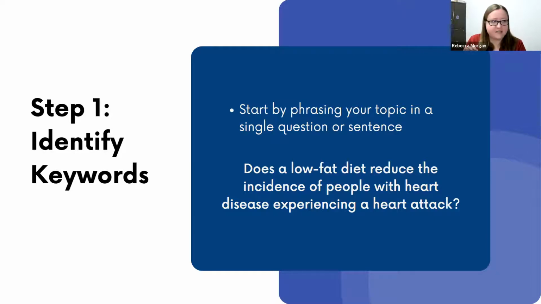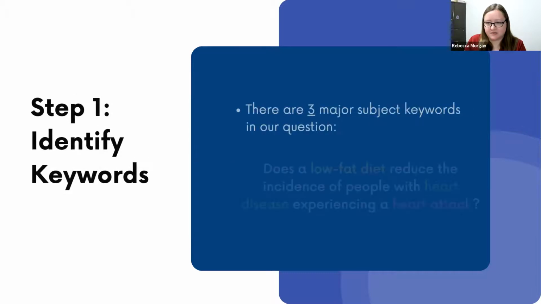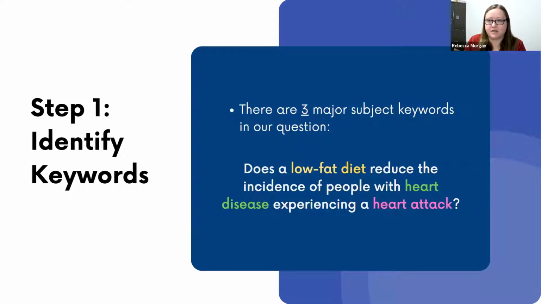If you can phrase this, then you're able to instantly see and know what the keywords are for each topic that you're going to have to pull up, and that's going to be the foundation of your search. So to demonstrate that, there are 3 major subject keywords or phrases within the sentence: low-fat diet, heart disease, and heart attack. You may have heard of PICO in the past, which is a framework that allows you to identify all the different pieces that you need to create a search.